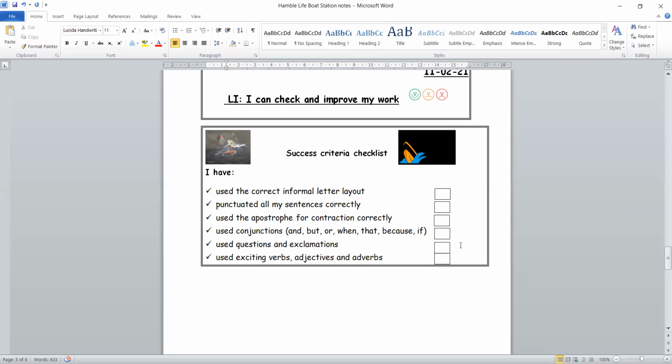So make it your task today to check and improve your work against the success criteria. Write the letter out in the neatest handwriting, remembering those ascenders and descenders, and post the letter. And I'm sure you will get a lovely, lovely message back from the recipient, or maybe even a letter back.